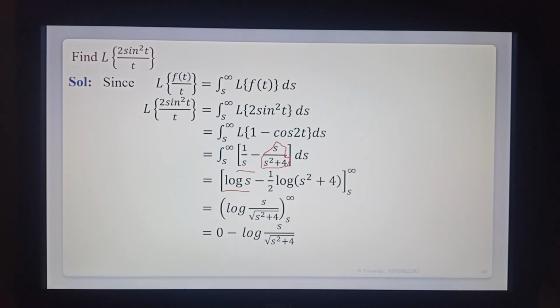That is equal to here log 1, 1 by 1, and log 1 is equal to 0, because s is common here. If we take s common, s gets cancelled. 1 by 1, that is equal log 1, which is 0. So that is equal to simplification: minus is taken, numerator and denominator changed. So log of square root of s square plus 4 by s. Okay.